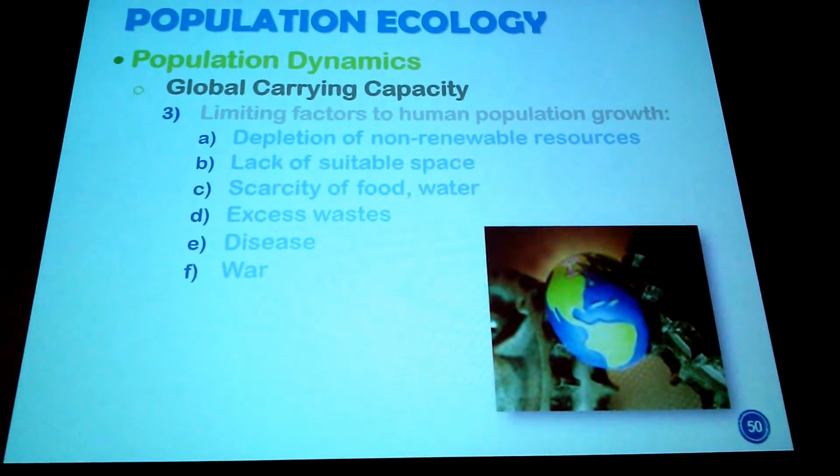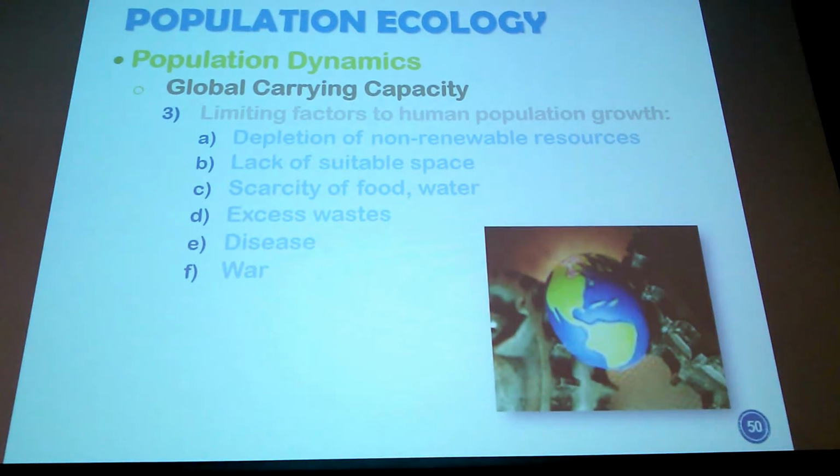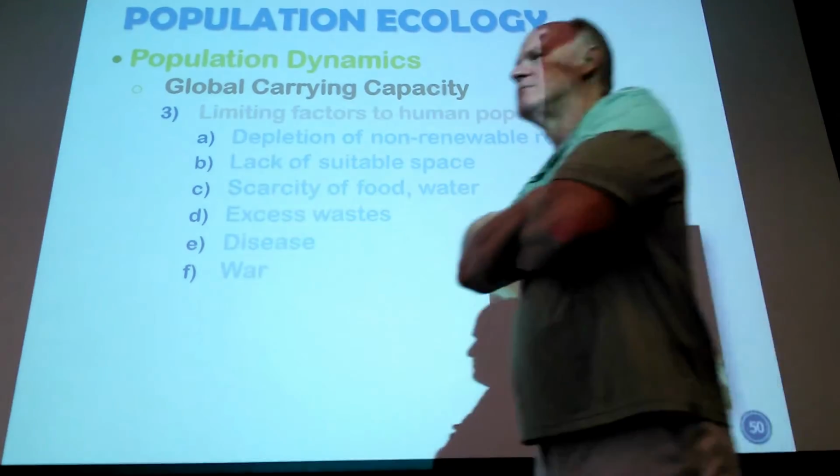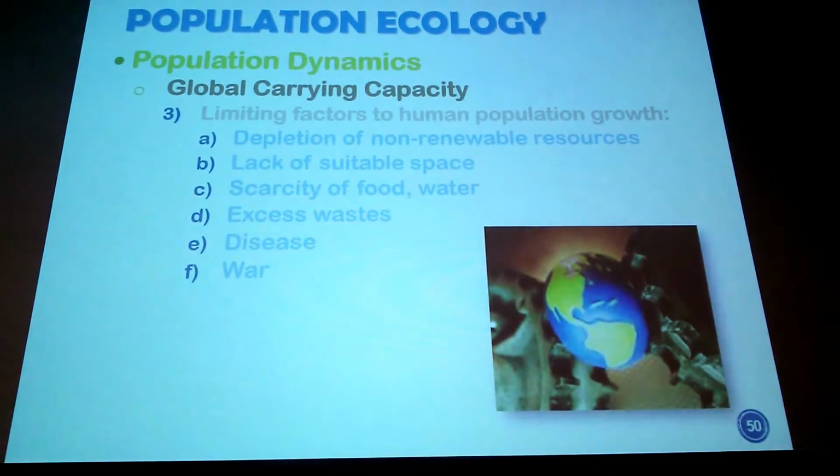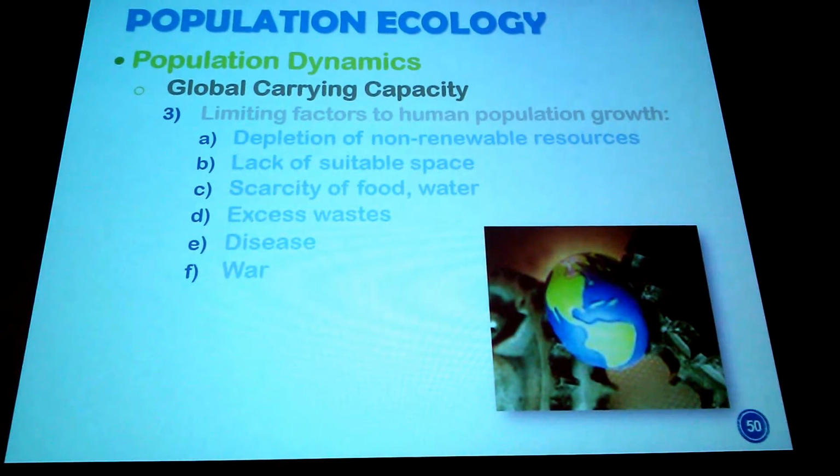Last slide. Limiting factors to human population growth. What's going to slow us down? Well, depletion of non-renewable resources. What's an example of a non-renewable resource? Fossil fuel. Fossil fuels, sure. We use them once, they're pretty much done. We can't reuse them again. Lack of suitable space.